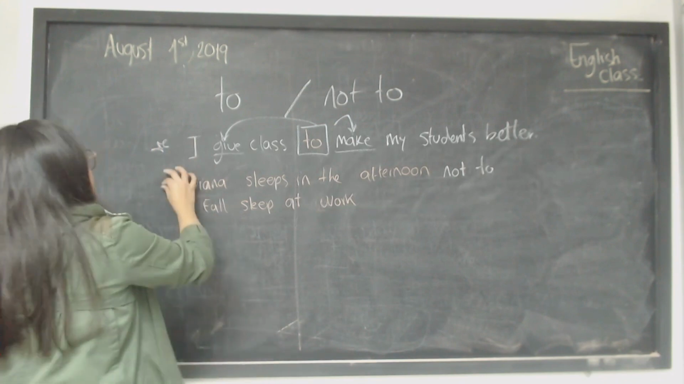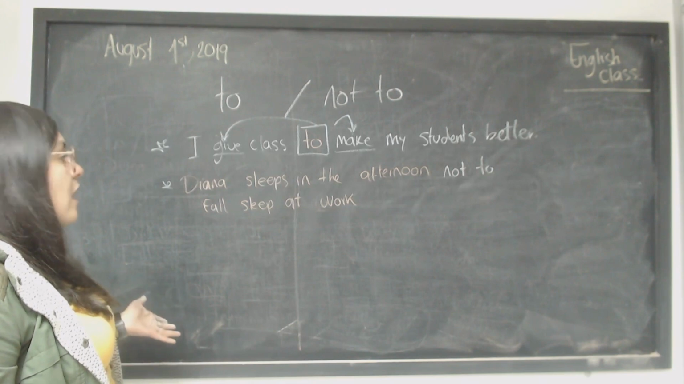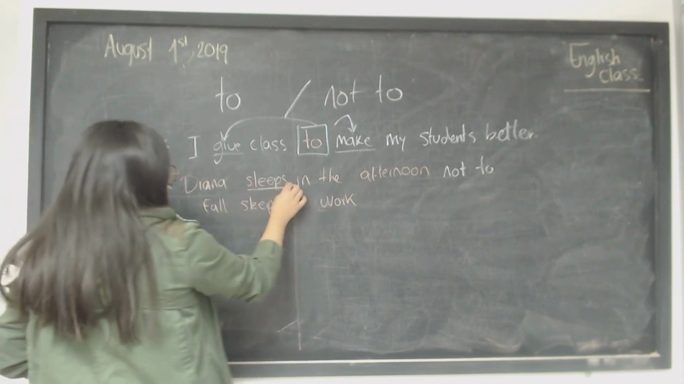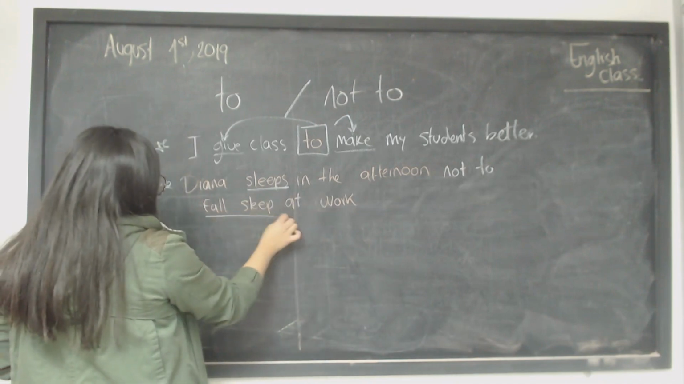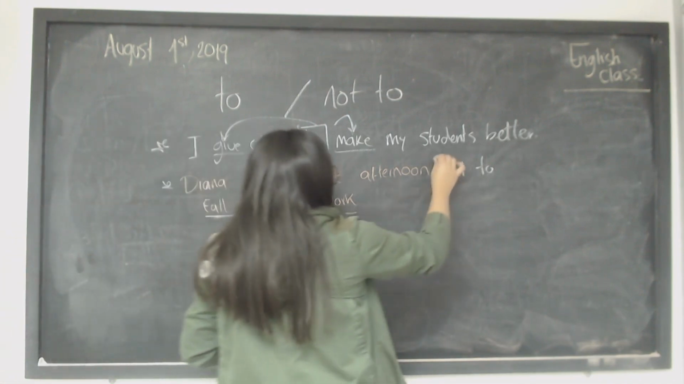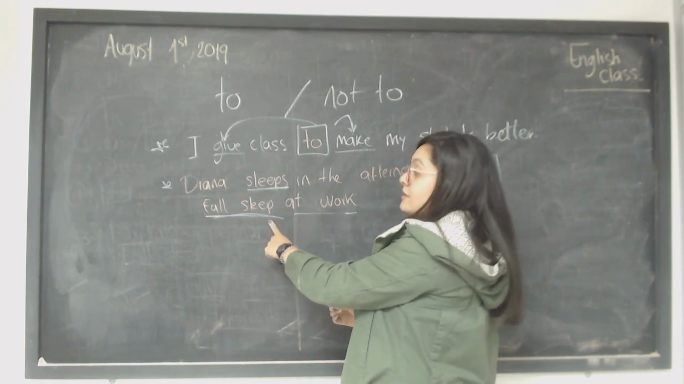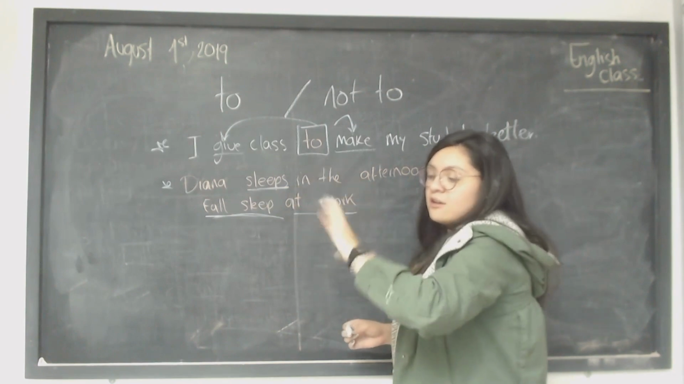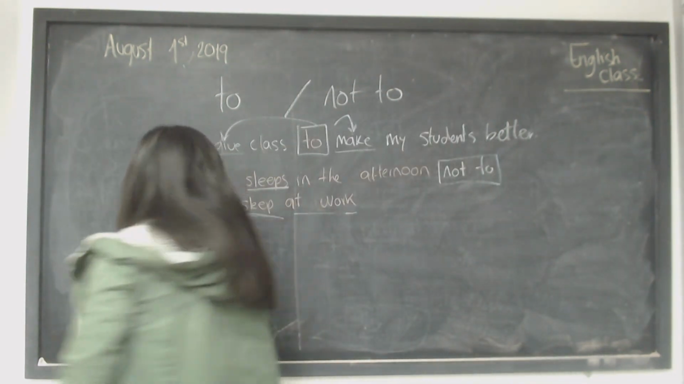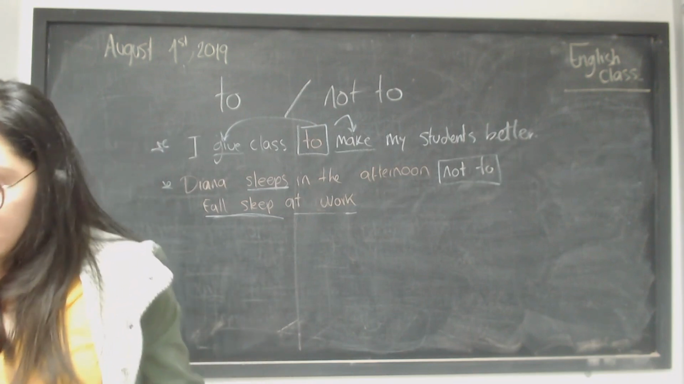This one, Diana. So I have Diana sleeps in the afternoon not to fall asleep at work. Diana duerme en las tardes para no quedarse dormida en el trabajo. Okay? So, no quedarse dormida en el trabajo es el propósito de Diana, que duerme por las tardes. So it is the connection between them both, okay? So I hope everything was clear, and also I'm going to check the chat.